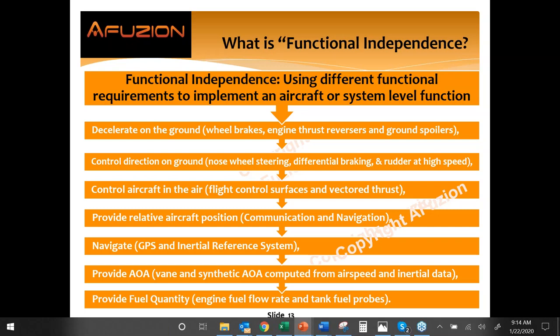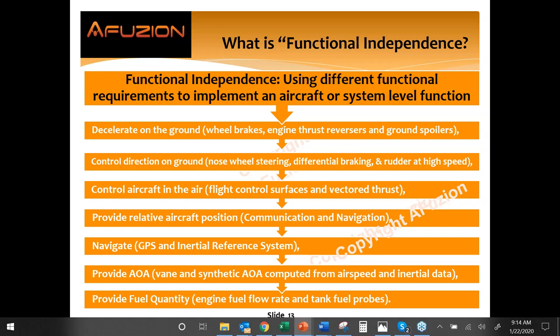That's 120, 160 knots for you non-American standard folks. Nose wheel steering, differential braking. I can control the aircraft in the air with flight control surfaces, vector thrust. Those are different. They're independent. I can provide the relative aircraft position, communication, navigation.